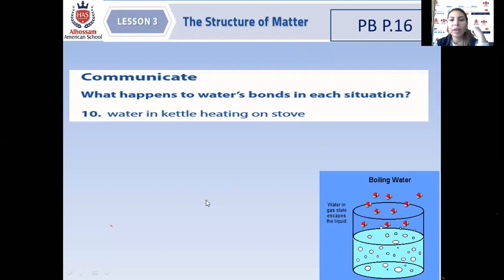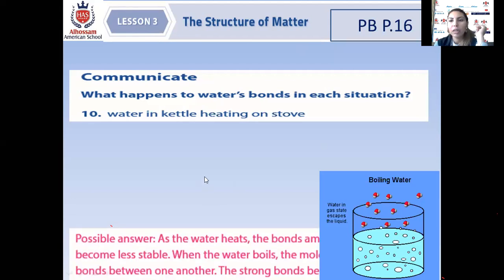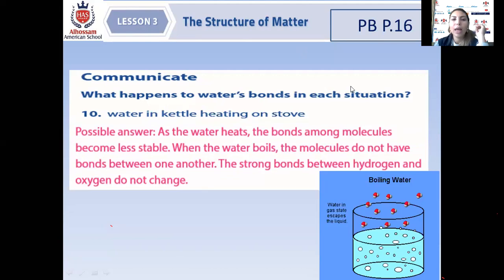So guys, when we boil water or heat water, what will happen? As water heats, the bonds among molecules become less stable. When the water boils, the molecules do not have bonds between one another. So the bonds between one water molecule and the other water molecule will be broken down, okay? But what will happen for the one molecule of water? The strong bonds between hydrogen and oxygen do not change.